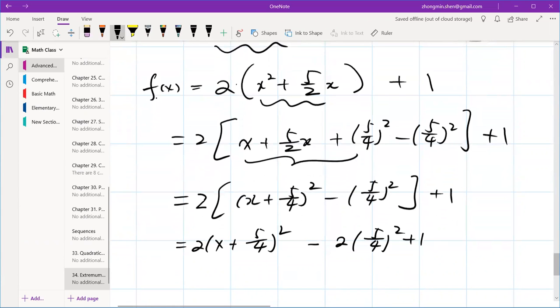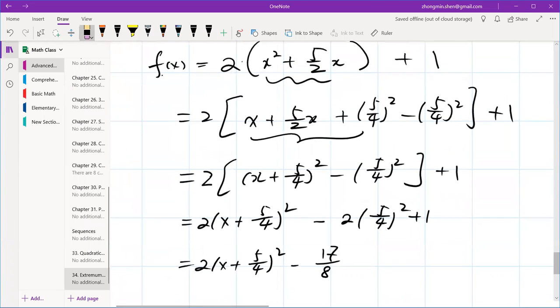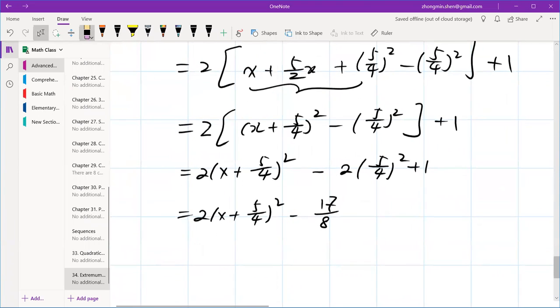So after simplifying, you get a negative number here, the last one. This is 1 minus 25 over 8, I think. Yeah. Then 25 minus 8 will be 17, negative 17 over 8. Okay. So this is the function expressed in the standard form.